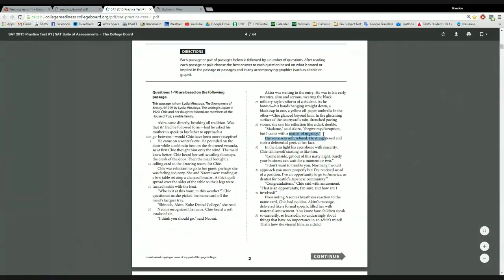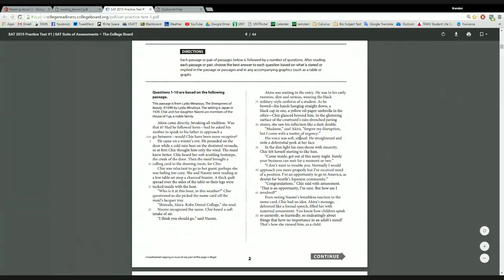Like I said, you want to read above and below, but this one's kind of tricky because you actually have to read quite a bit more below. In fact, if you read a little bit more below, you'll find that the answer is given to you right here: I have an opportunity to go to America as a dentist for the Seattle Japanese community. That's exactly why he had this matter of urgency.